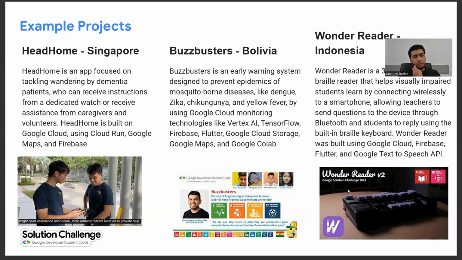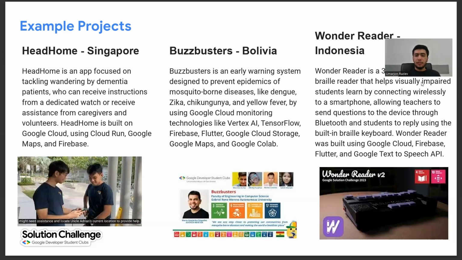And the next project that took top 3 in last year's competition is Buzzbuster from Bolivia. Buzzbuster is an early warning system designed to prevent epidemics of mosquito-borne diseases like dengue, Zika, and others. They use Google Cloud technologies like Vertex AI, TensorFlow, Firebase, Flutter, and others.